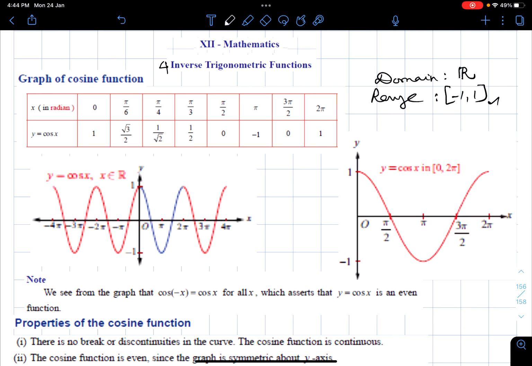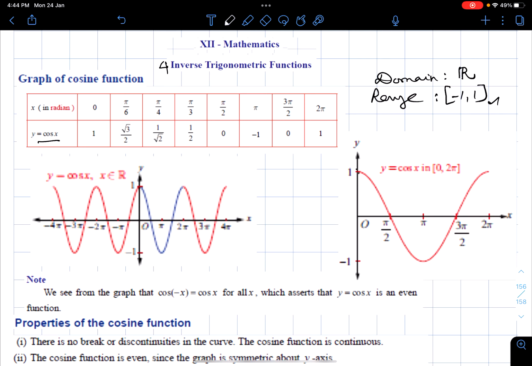Here we are starting with 0. y equal to cos x is your function, and you are starting with 0. At 0, cos 0 equal to 1, so the point starts from 1. So from 1, then pi by 6, pi by 4, pi by 3, pi by 2, pi, 3 pi by 2 and then 2 pi. Here is your detailed graph.